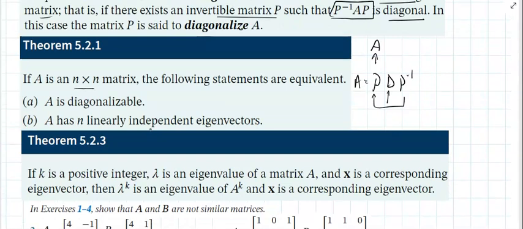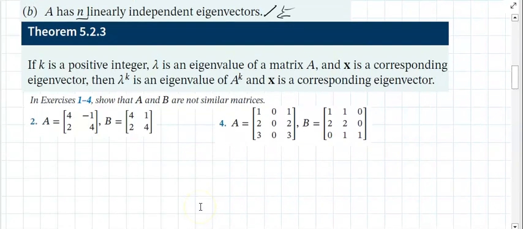And if you have an n by n matrix, the following statements are equivalent. A is diagonalizable, and A has n linearly independent eigenvectors. So if A is diagonalizable, then this case is true. Those are equivalent. If this is not true, then this is not true.